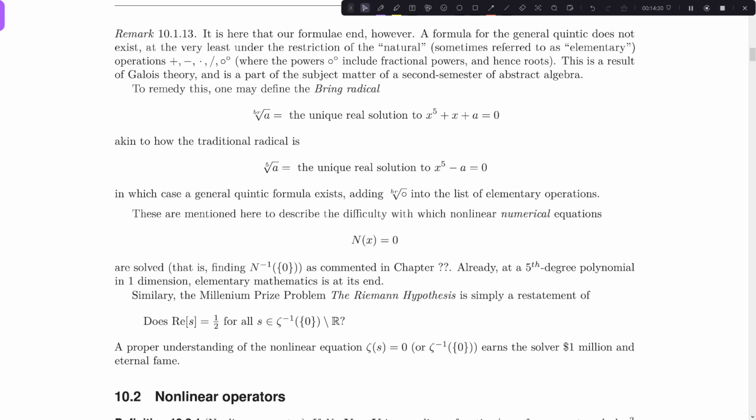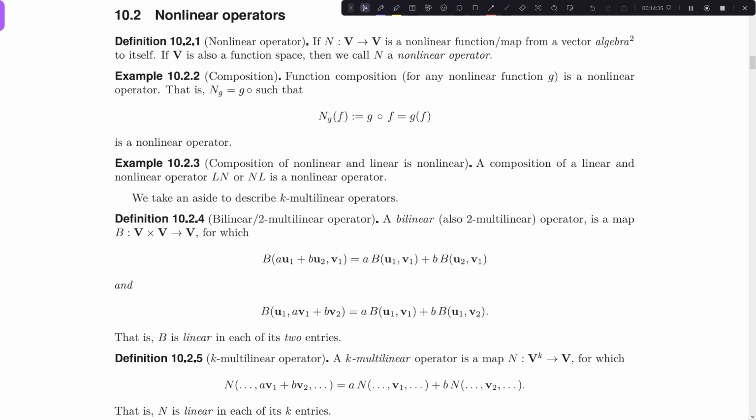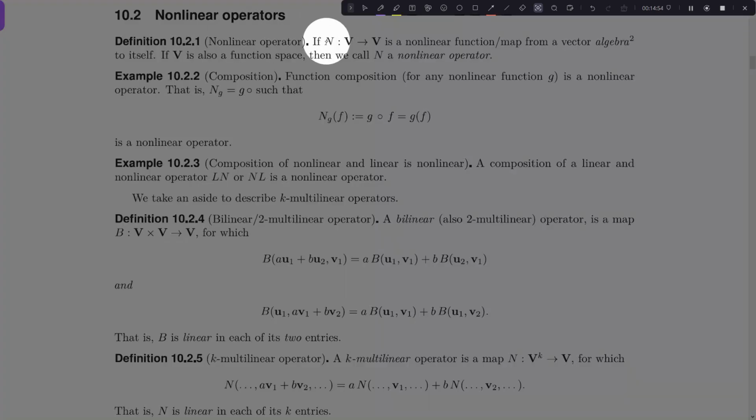Now let's actually get into what it would mean to solve some differential equations, and what background knowledge we need. In the linear setting, the background knowledge was in linear operators. In the nonlinear setting, we have to have some background knowledge in nonlinear operators. And then we'll start to see how we can play around with them to solve our differential equations. So a nonlinear operator is just a nonlinear function from a vector algebra to itself, which is also a function space.